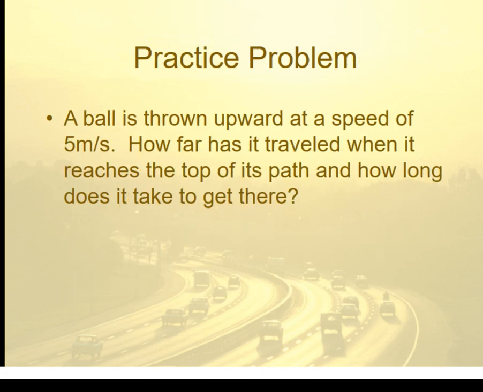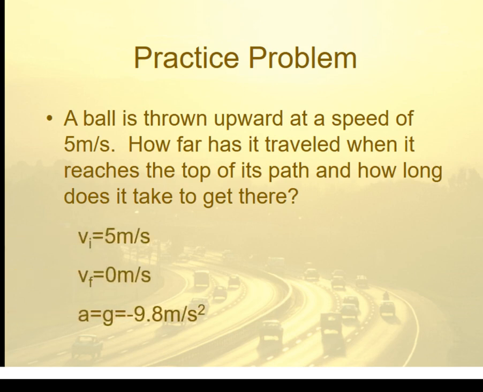So one of the things that we're looking at here with a ball thrown upward at a speed of 5 meters per second is that gravity is going to slow it down on the way up. And then it's going to stop and have a speed of 0 at the top of the arc. Then it's going to start falling back down due to gravity. All right, so one thing that we know is when it reaches the top of its path, its final velocity is 0. And how long does it take to get there?